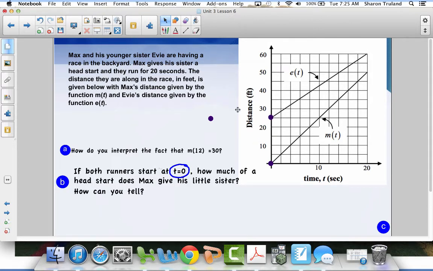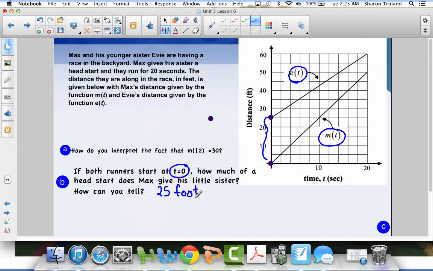And his little sister Evie is right here at 0 seconds. So how far is Evie ahead of Max? Well, this is the distance, and if I count 5, 10, 15, 20, 25, it looks like Max gave his sister a 25-foot head start.